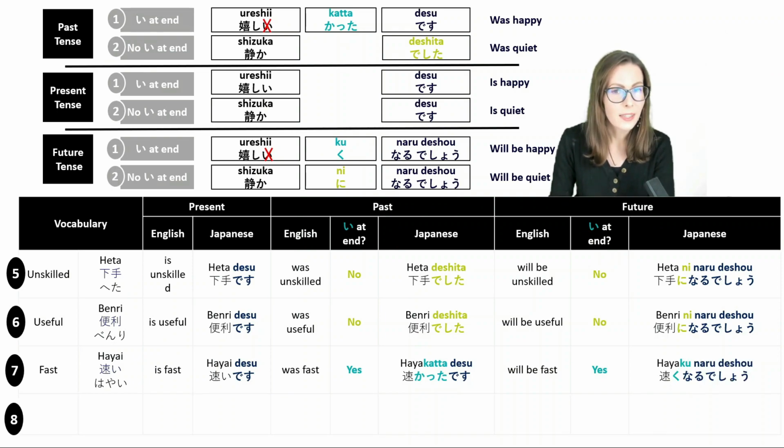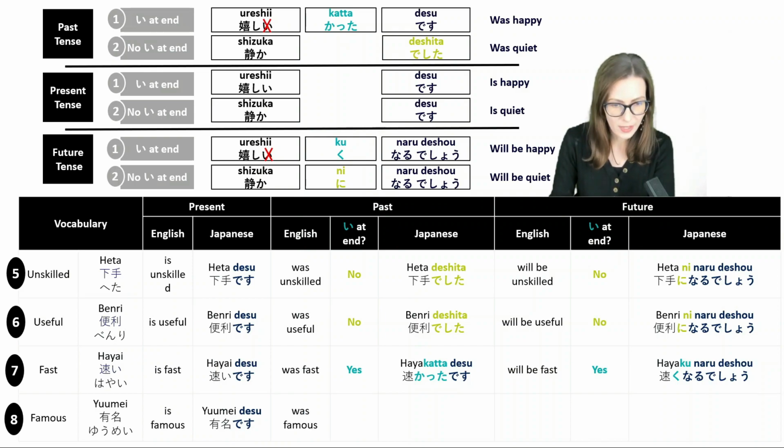Now let's see the last one. How do you say famous? In Japanese you would say 有名, and that's my favorite, and you will understand very soon why. Let's see how we can say is famous. In Japanese you would say 有名です. Now let's see the past. How do we say was famous? The classic question. Does it have a hiragana I at the end?